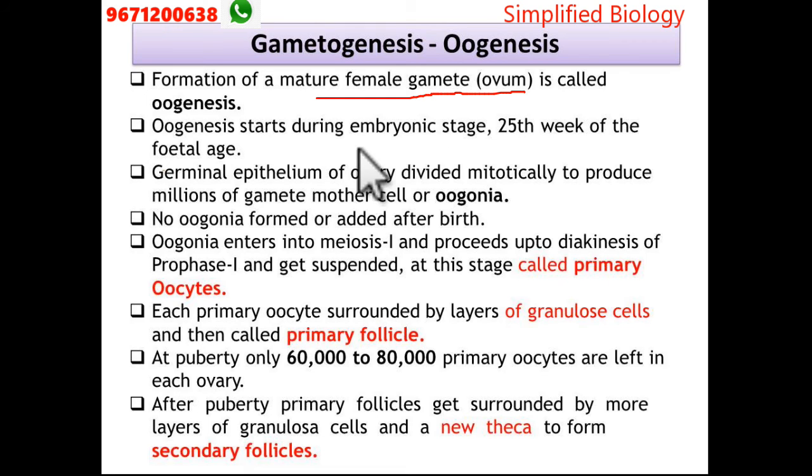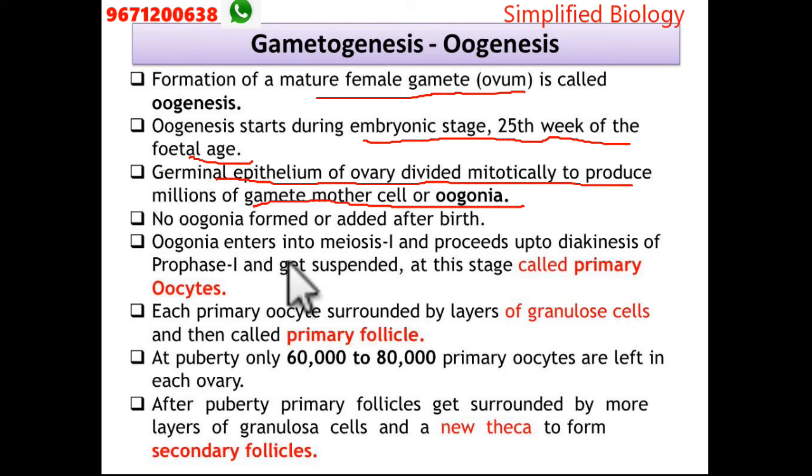Oogenesis starts in the embryonic stage, first of all nearby the 25th week of fetal age. Clear? In the 25th week of fetal age, the germinal epithelium of the ovary divides mitotically to produce millions of gamete mother cells, or the oogonia. There will be no possibility of the formation of oogonia after the birth of the baby. It can be formed in the embryonic stage only.